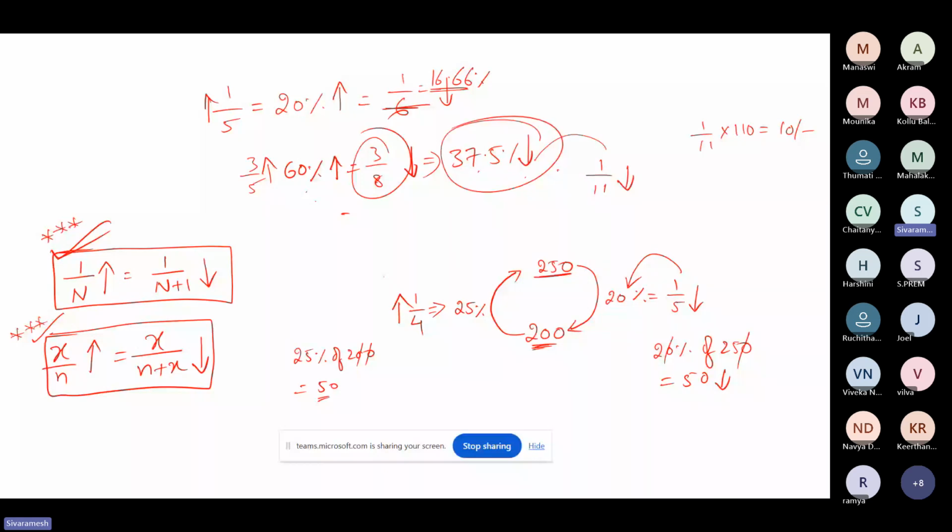Okay. Now, remember that case. If 1 by n increases, 1 by n plus 1 should get decreased. If x by n increases, x by n plus x should get decreased. Okay. So just make a note of these 2 points. And if you want, you can write one or two examples also. So it will be more clear for you if you write these examples in your notes.